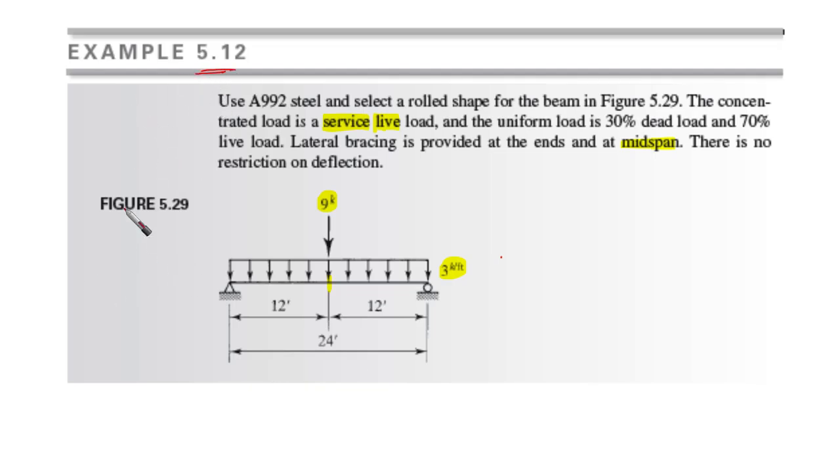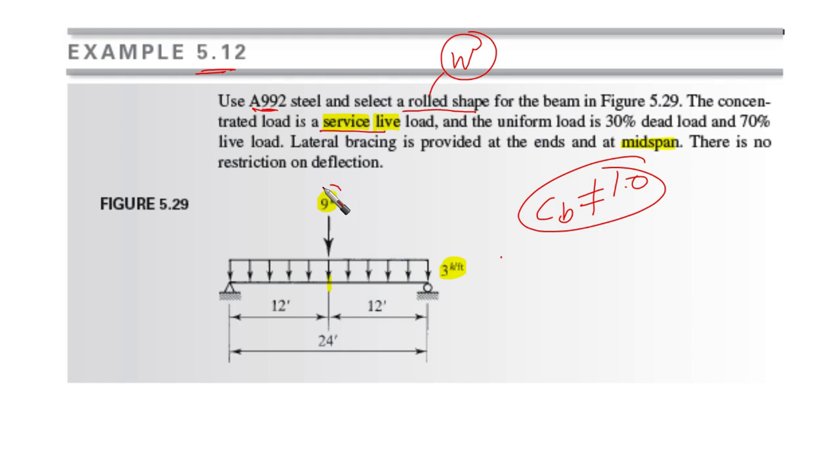Okay, you can find this example also. We are going to go through it because it's a very interesting example, and it is going to give us the meaning of having CB not equal to 1. Okay, we have A992 steel. We need to use it and select a rolled shape for the beam in the figure. Rolled shape means that we need to use wide flanges if we are going to use the charts. The concentrated load is a service load here. And the uniform load is 30% dead and 70% live, which is 3 kips per foot.